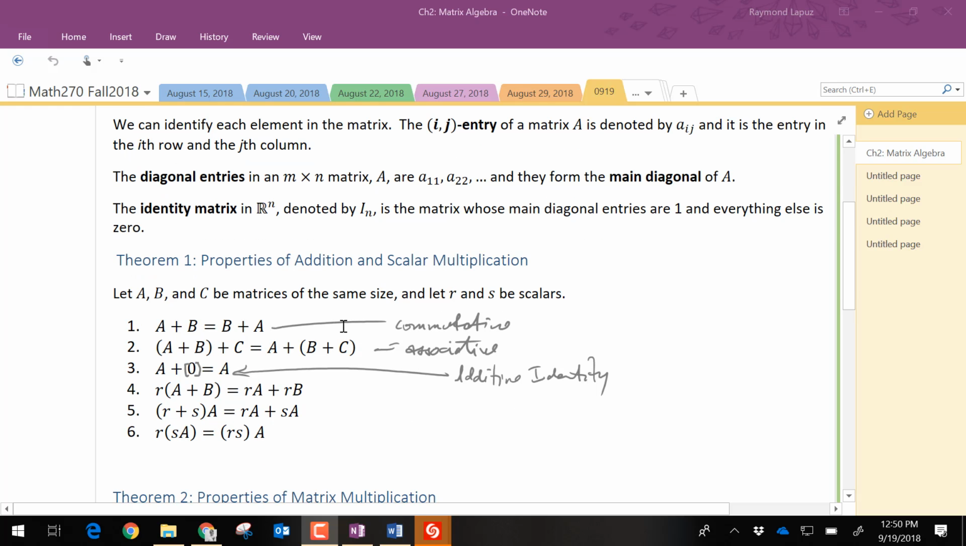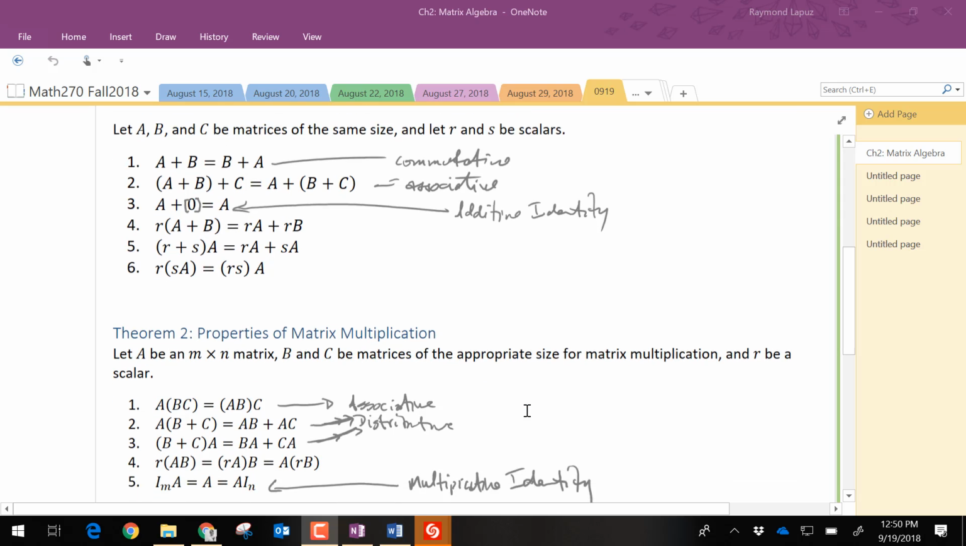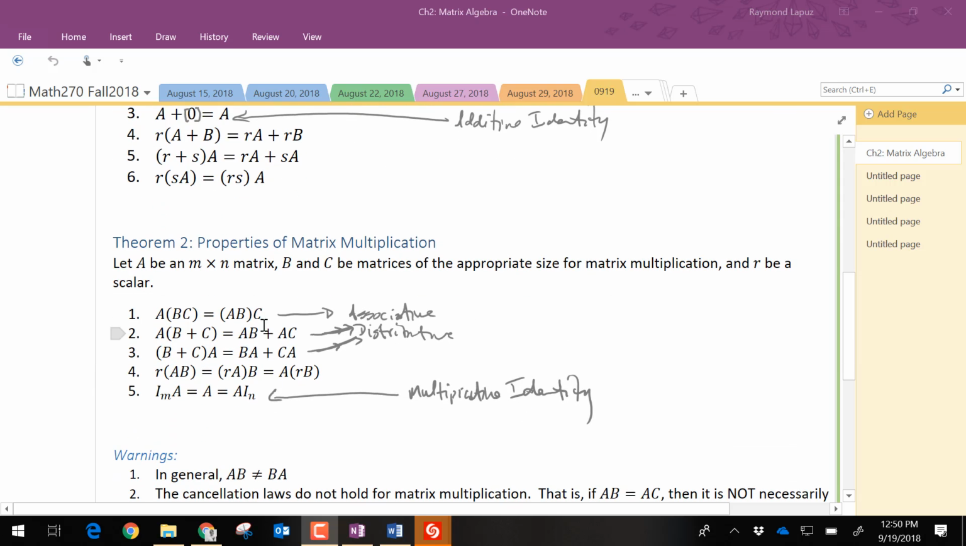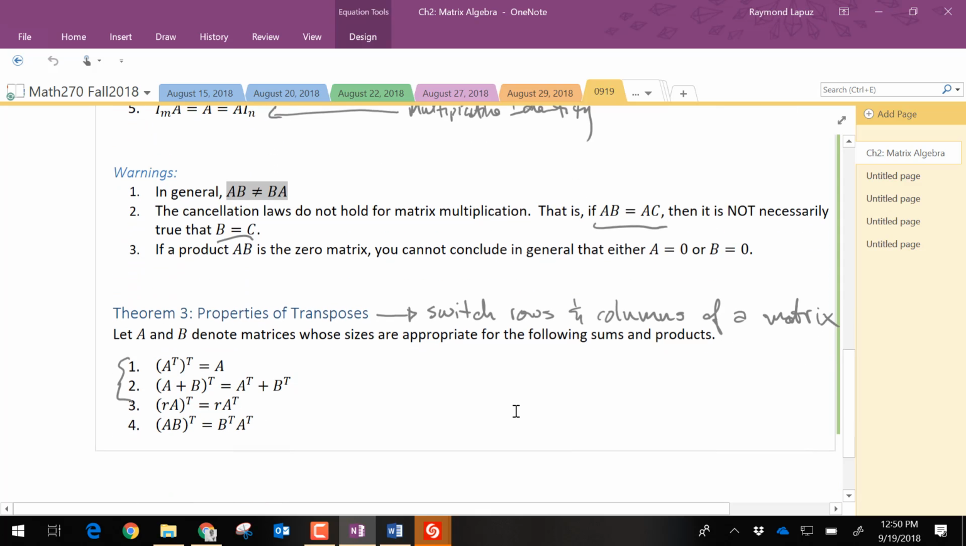We have some basic properties for addition. It's commutative, associative, and all that. It has an identity, and that's called the additive identity. And then for multiplication, it's associative, and it has an identity as well, but it's not commutative. So that's this warning over here to say that AB is not actually necessarily equal to BA, although there might be some cases where it actually would equal, and then they are called special matrices. And then we talked about the transpose, where we switch the rows and the columns of things.